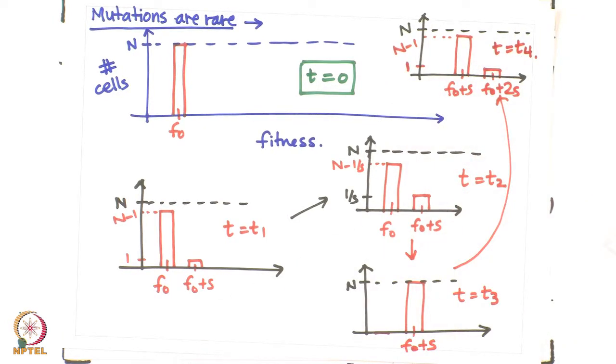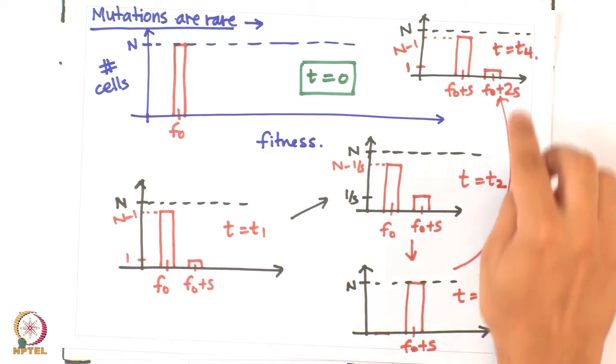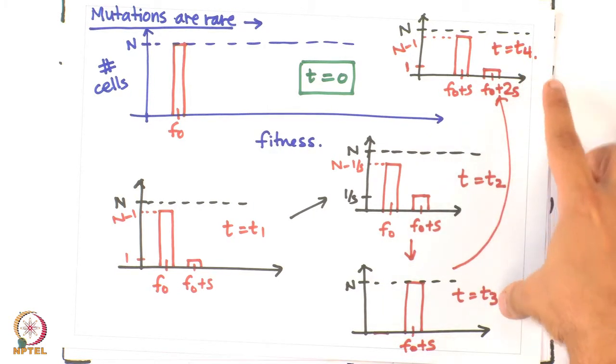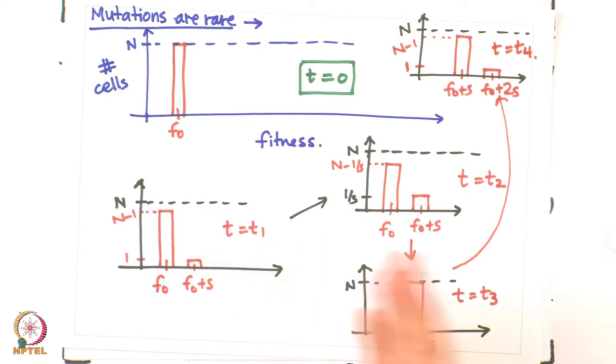And the idea being that once the population reaches t equal to t3, it takes a long time for the first mutation thereafter to get established, and t4 is much larger as compared to the other time steps associated in this process.